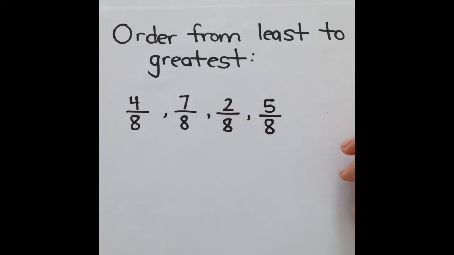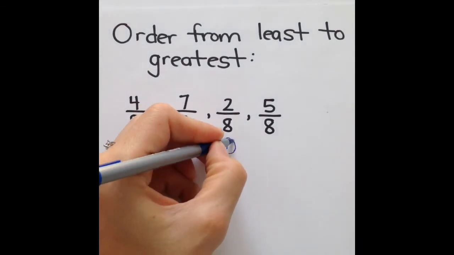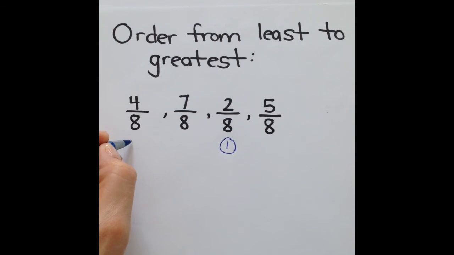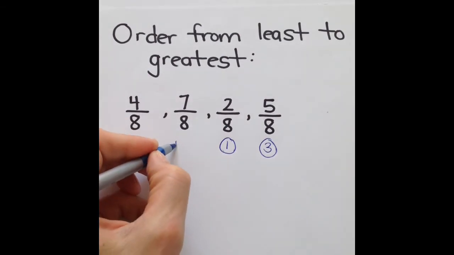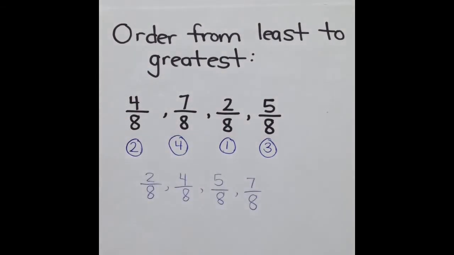Here I only ate 2 pieces of the pizza, so that's the smallest amount. The next smallest amount would be 4/8, then 5/8, and finally 7/8. So here I've listed the fractions in order from least to greatest.